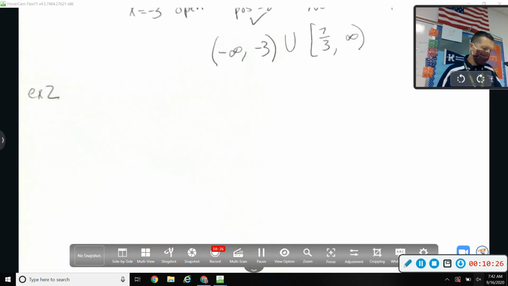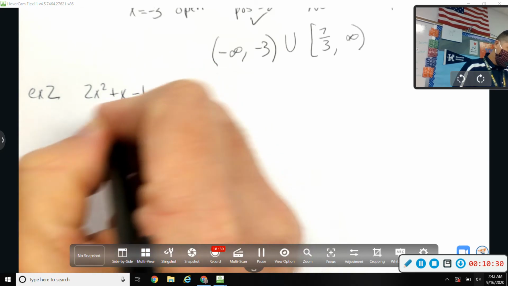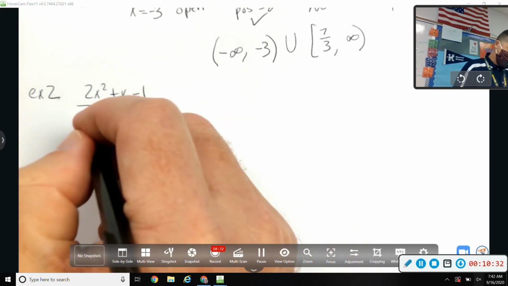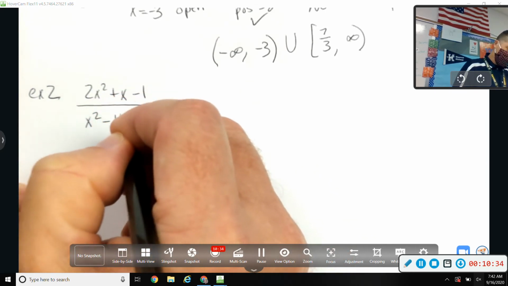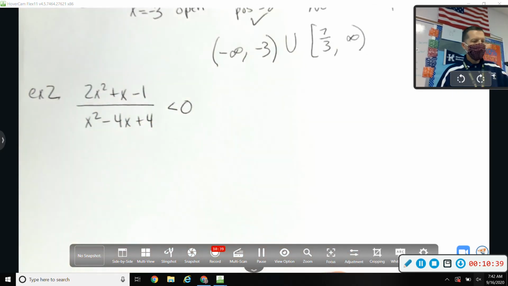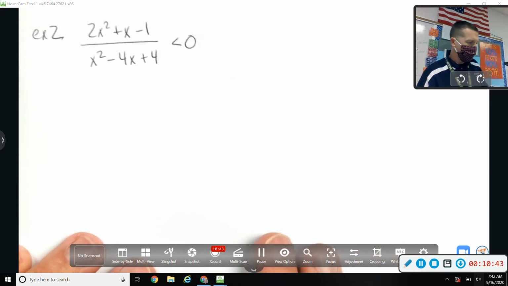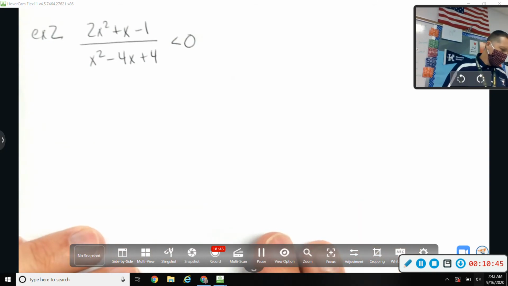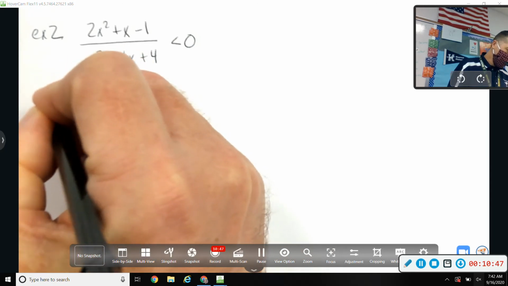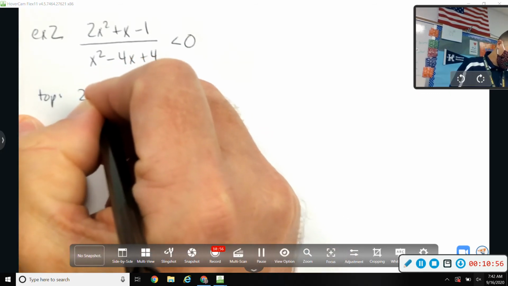Example number 2. 2x squared plus x minus 1 over x squared minus 4x plus 4 is less than 0. Well, same process. Set the top equal to 0, set the bottom equal to 0, put them on a number line, test the intervals.